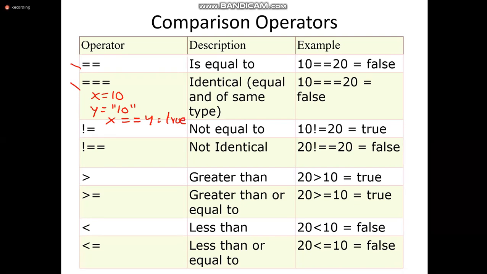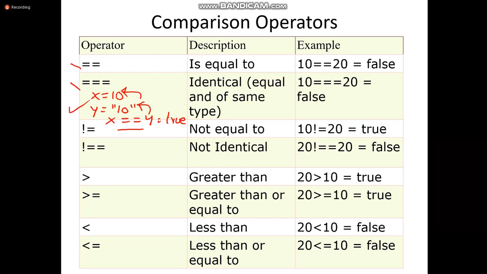It returns true. How can it return true? Y is a string type, and x is a number type, but no problem. What JavaScript can do while comparing is convert this string type into a number type. Implicitly it will convert and compare with x. That means now this is valid.